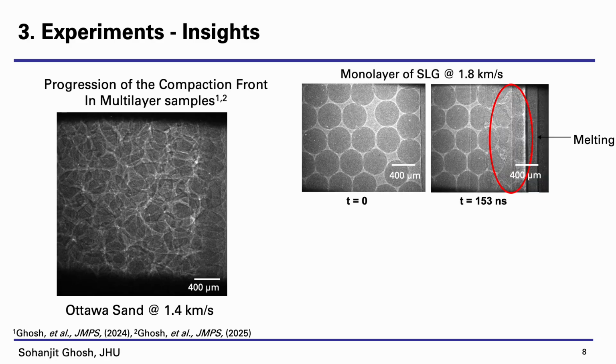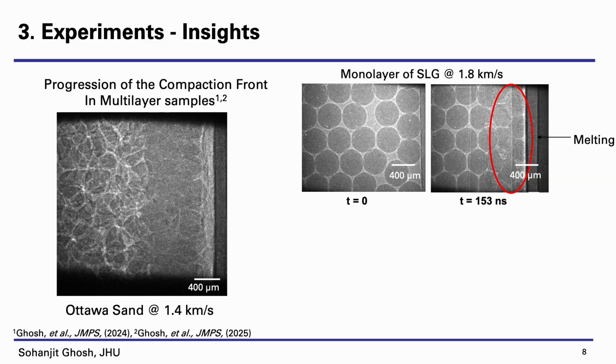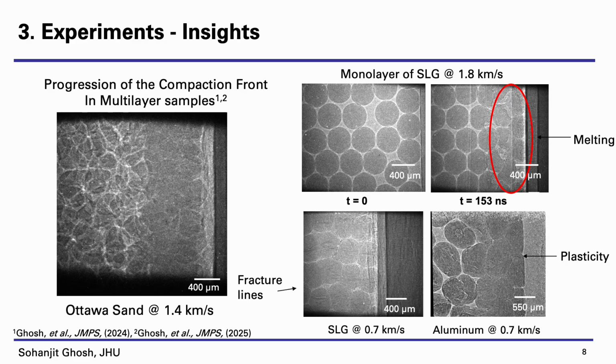When we look closely into the monolayer samples, we also see that at very high velocities like 1.8 kilometers per second, we can even capture the melting between the grains, which arises due to a very high kinetic energy deposited in the granular contacts. And if we look closer in our soda lime glass grains, we see a few fractured patterns or signatures that we can find in the grains, while for aluminium we can observe a very clear plastic deformation filling the voids.